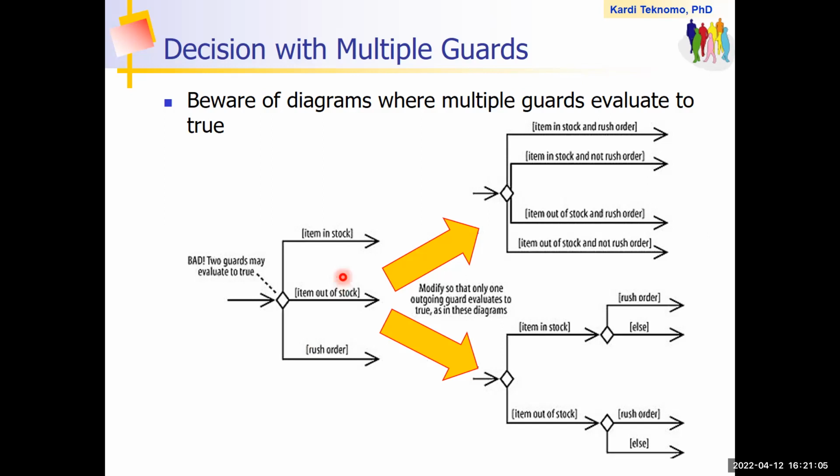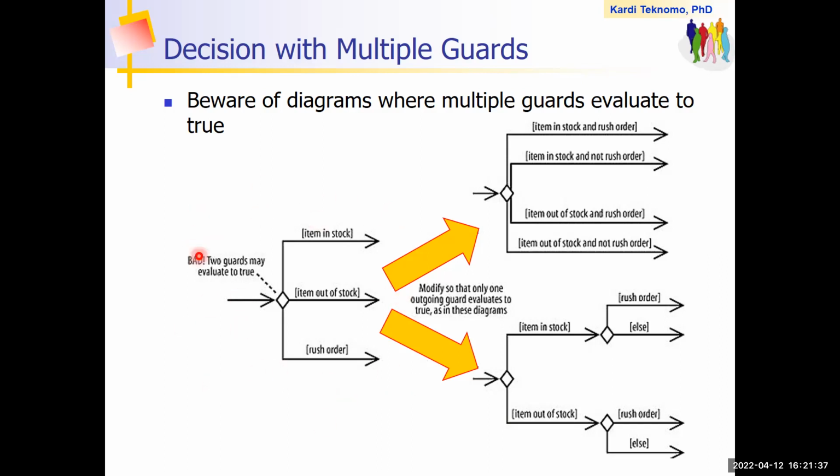A better way is actually to create multiple guards like this: item in stock and rush order, item in stock and not rush order, item out of stock and rush order, or item out of stock and not rush order. A better way is actually the one below. So you create a hierarchy rather than this kind of thing.